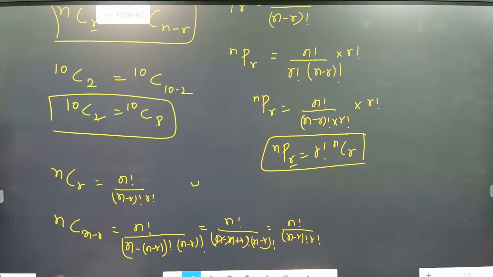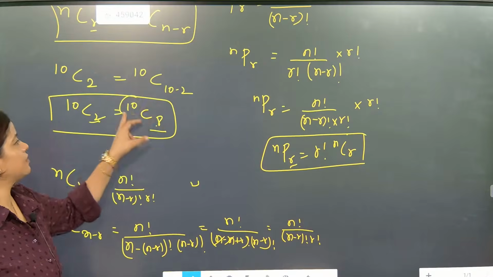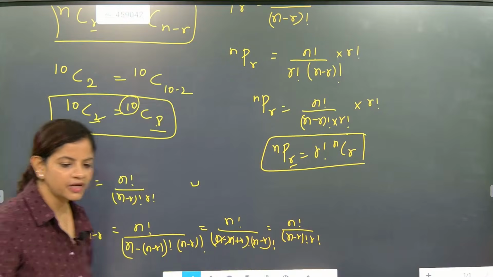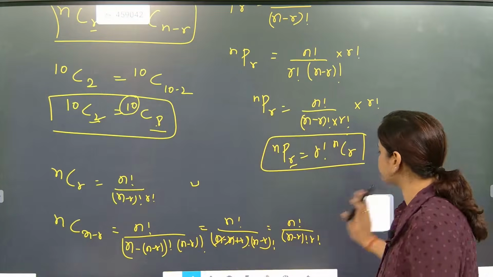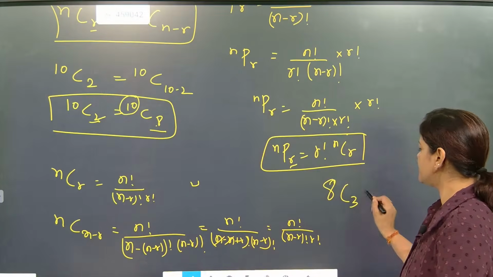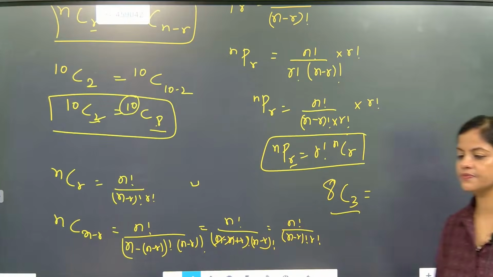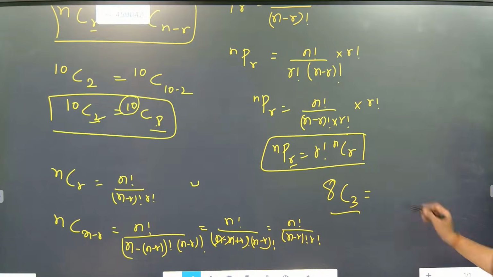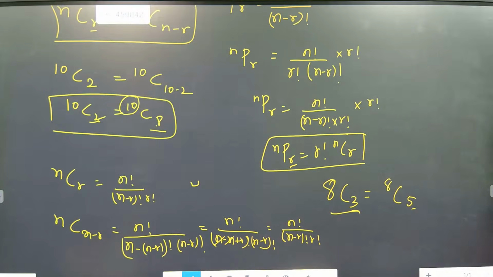But one thing is always sure: 2 plus 8 should come to 10. That's one most important thing. So if somebody asks, 8C3 is equal to which one? It will become 8C5. Why? Because 3 plus 5 will become 8. 8C3 will become 8C5. Correct?